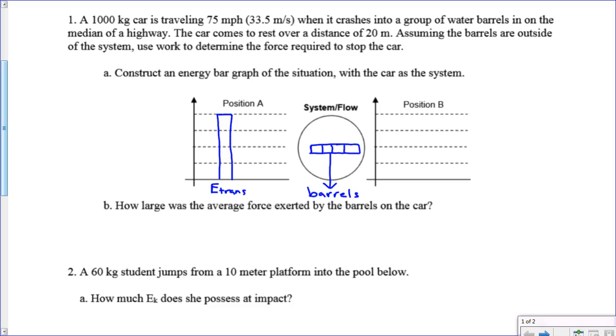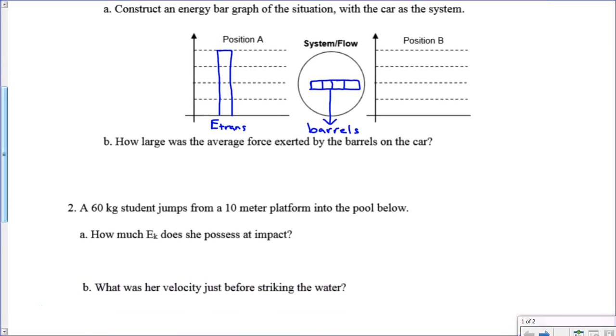And so the way that we write out this equation then is that the initial translational energy, E trans I, equals the work that the car did on the barrels. All right, so that's what we end up with. To calculate the original translational energy, we have to use the translational energy equation, which is 1/2 mv squared. So we know 1/2 times the mass of the car, which was 1,000, times its velocity in meters per second squared, which is 33.5 squared.